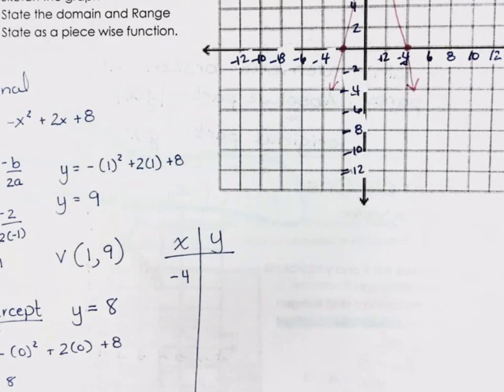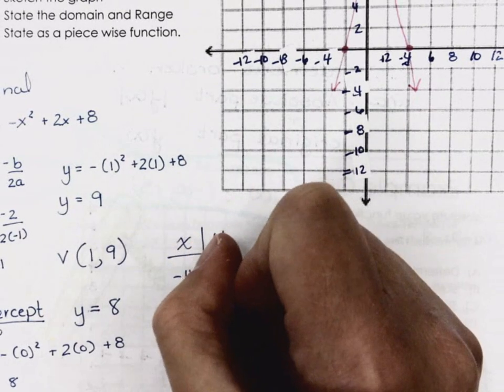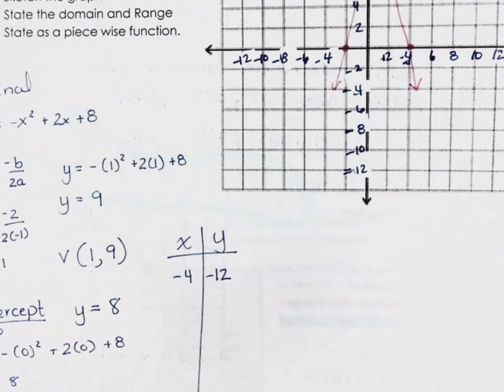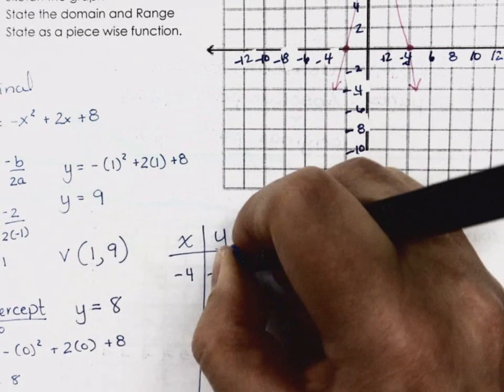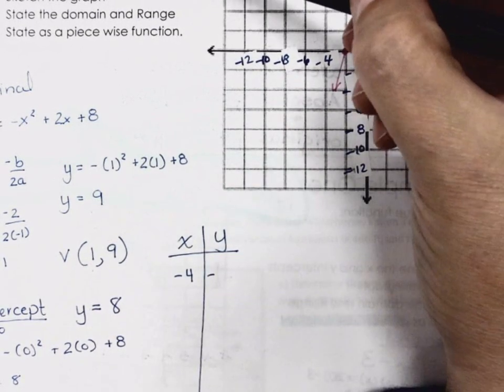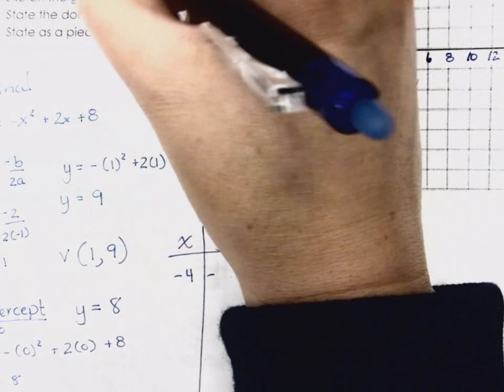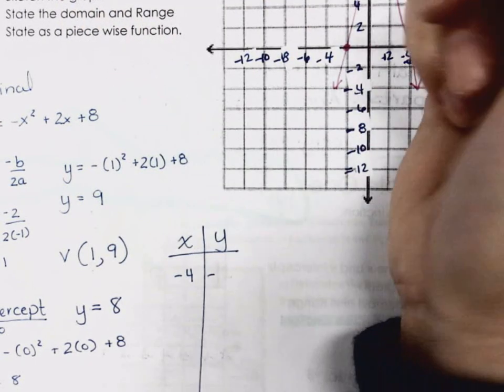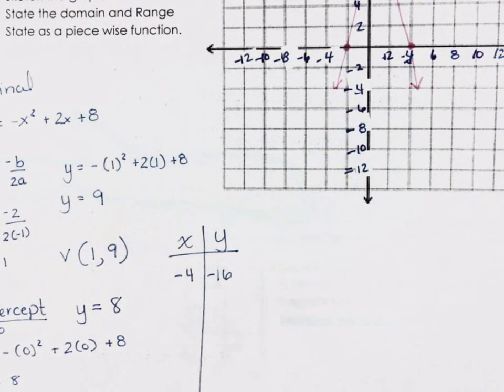16, negative 20, negative 12. No, I did that wrong. So I'm gonna have a negative 16 here, a negative 8, that's 20. Oh, that's negative 16. I can do that math all by myself. So, okay, that's not gonna be super helpful. Okay, what about negative 3?